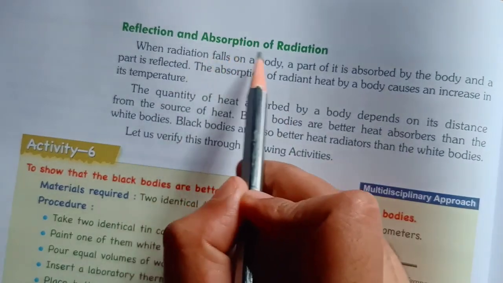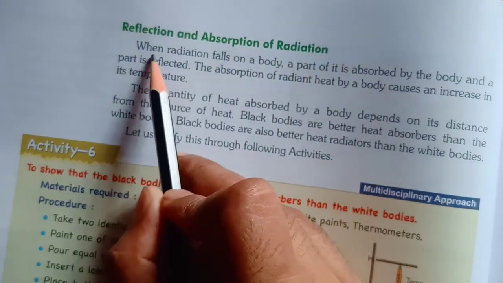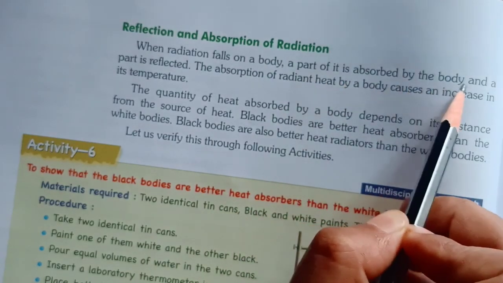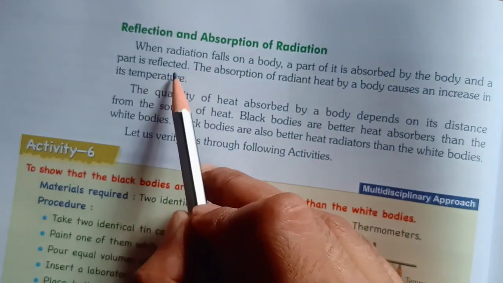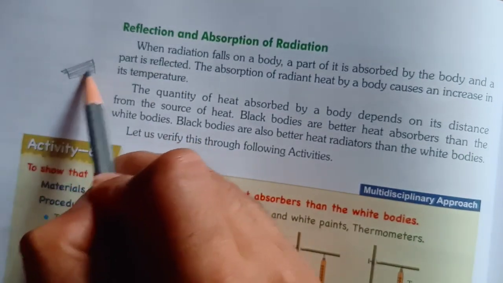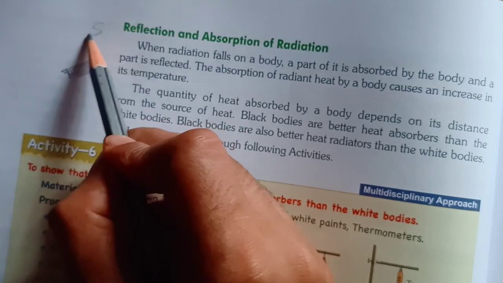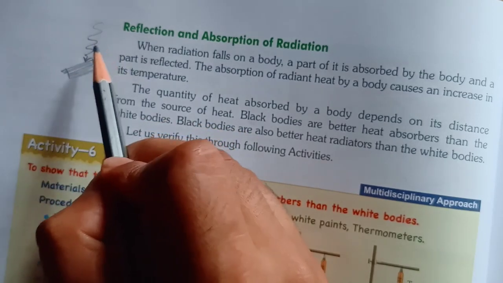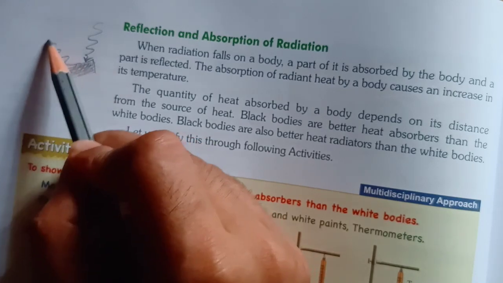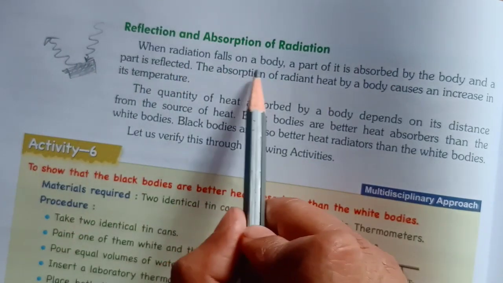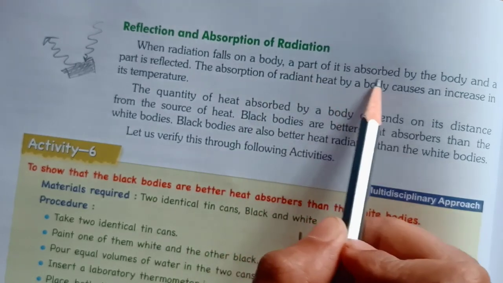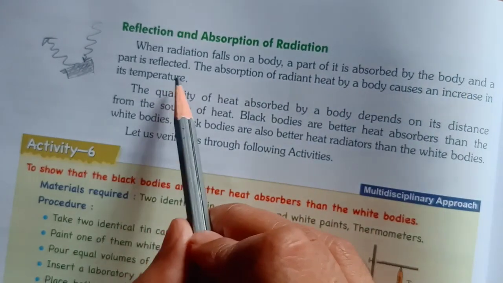Now, reflection and absorption of radiation. When radiation falls on a body, a part of it is absorbed by the body and a part is reflected. Suppose this is a surface. What happens when heat comes to this surface? Some of the heat is absorbed by this body and some is reflected. So when heat radiation falls on a body, a part of it is absorbed by the body and a part is reflected.